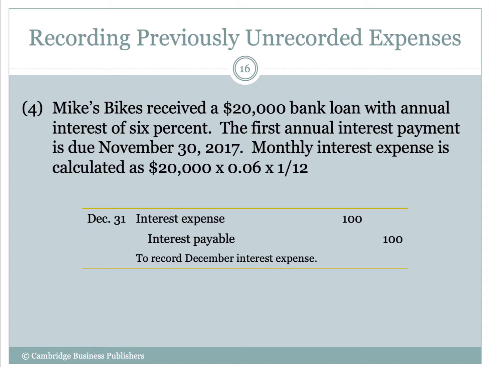So in this example, first thing we need to do is calculate, what's the monthly interest expense? Well, it's $100, right? 20,000 times 6%, and I need to recognize 1/12 of that. So that's how we got the $100. I'm going to debit interest expense for $100, credit interest payable for $100. Again, anytime we have an accrued expense, what's the journal entry we always do? We always debit an expense, credit some payable, okay?